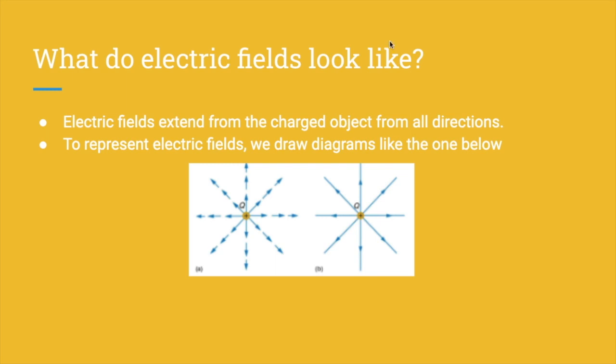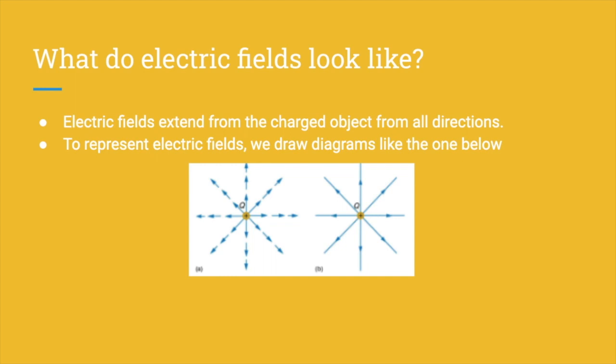So now we ask the question, what do electric fields look like? As we saw in the video earlier, we couldn't really see any physical connection between the charged sphere and the string. So how are we going to illustrate these when we draw them in diagrams? There are a couple of basic rules that we want to follow. Number one is that an electric field extends from an object in all directions. So basically that means that an electric field is not only going to come out from the top of an object or from the side of a particle or whatever, it's going to come from all different angles.